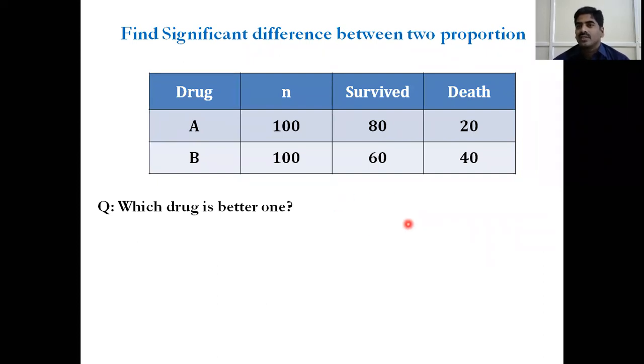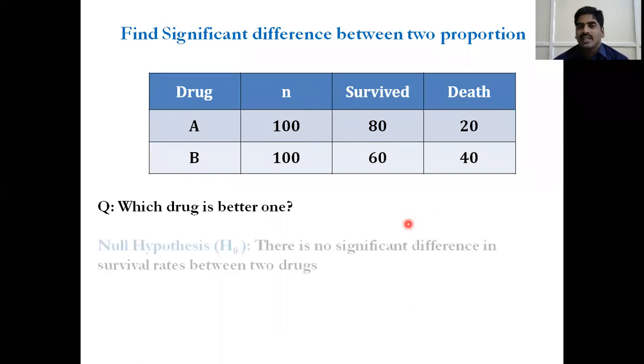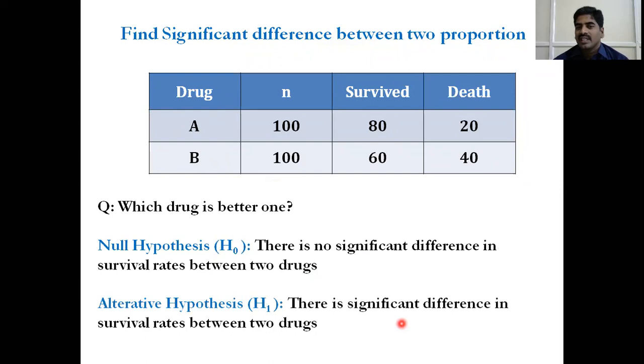So for this, what is the first step in the testing of hypothesis? First, you have to assume the null hypothesis. What is the null hypothesis here? There is no significant difference in survival rates between two drugs, drug A and drug B. And what is the alternative hypothesis? It is the opposite of the null hypothesis. That is, there is a significant difference in survival rates between two drugs. Okay.